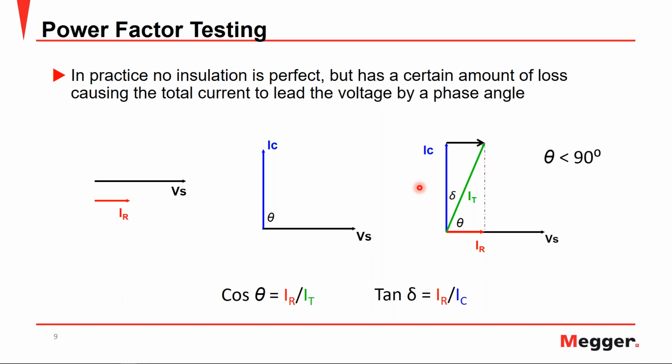And in this case, we can see that the theta angle is less than 90 degrees, which will result in a cosine of theta that will be greater than 0, since the angle is less than 90 degrees. And we know that cosine of 90 degrees is 0, which is why the ideal case was 0 as well.